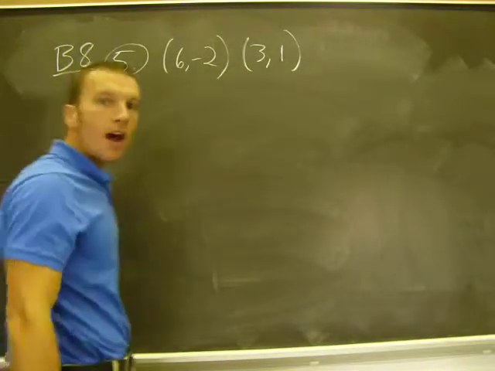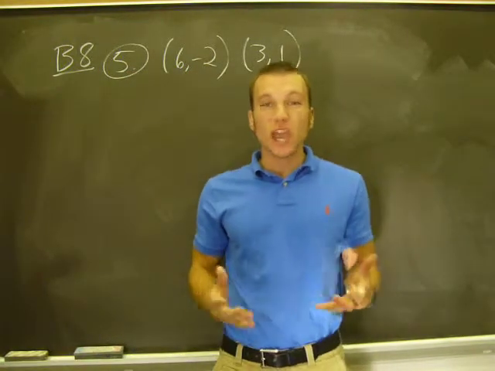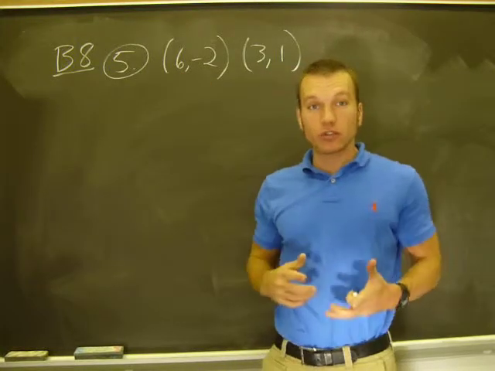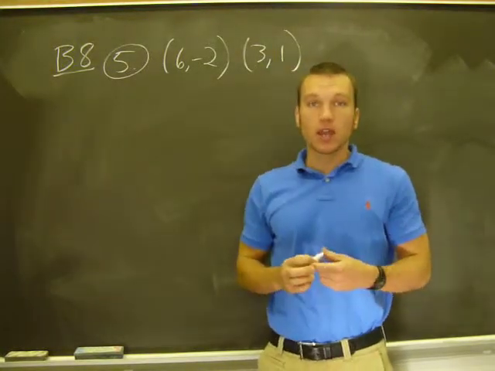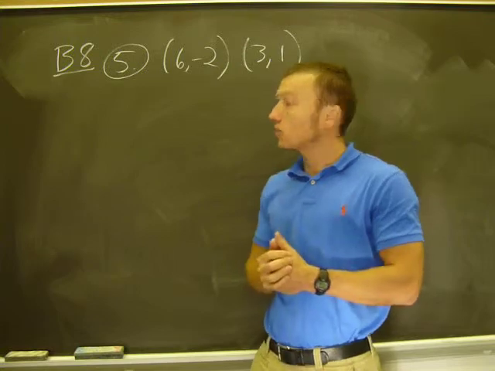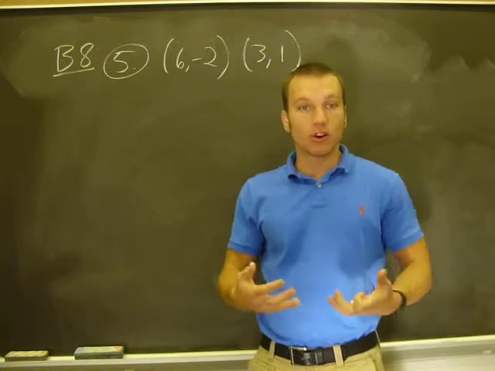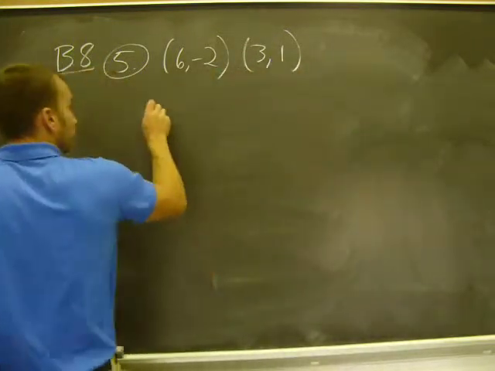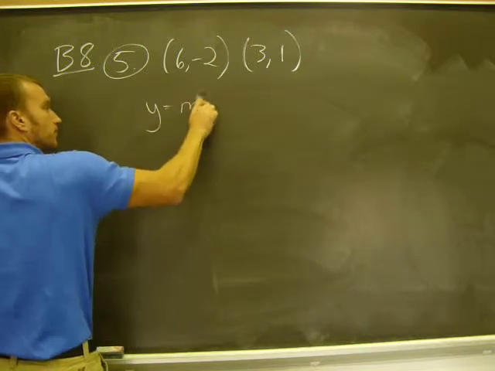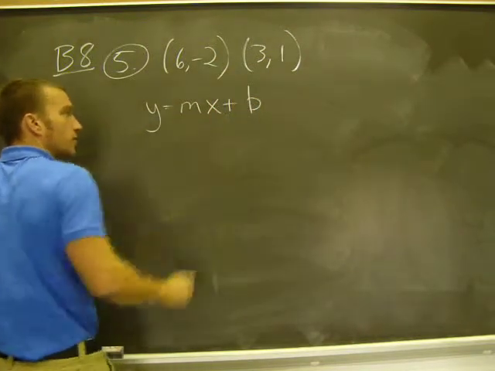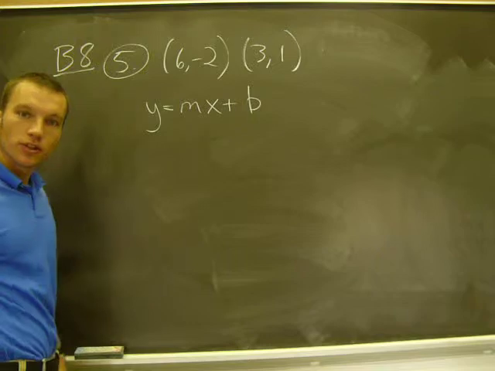Okay, B8 number 5, the directions are find the equation of the line passing through these 2 points. Let's look at what our answer is going to look like. It's good to know what our answer should look like.